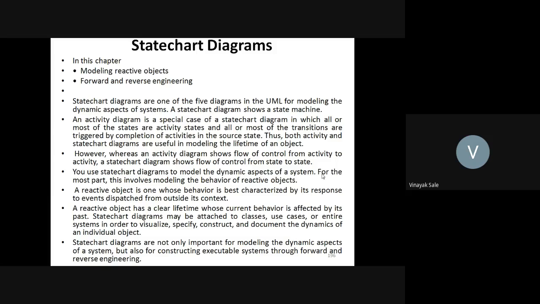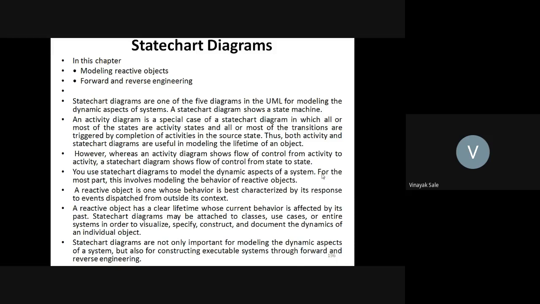You use a state chart diagram to model the dynamic aspects of a system. For the most part, this involves modeling the behavior of reactive objects. A reactive object is one whose behavior is most characterized by its response to events dispatched from outside its context. A reactive object has a clear lifetime whose current behavior is affected by its past.